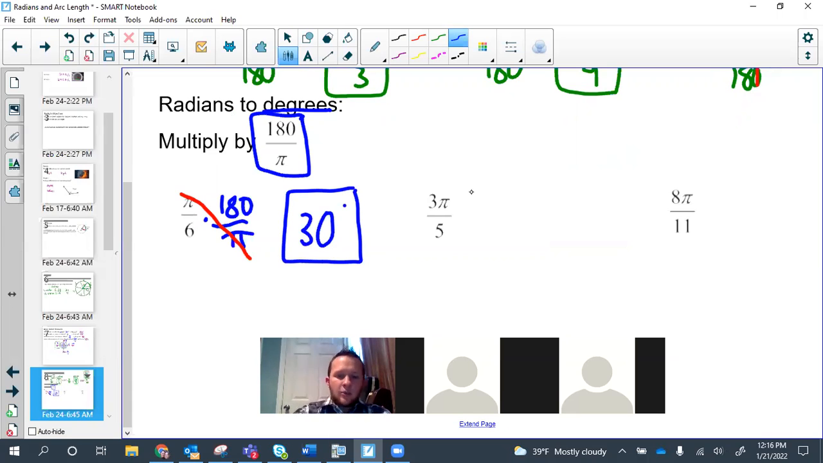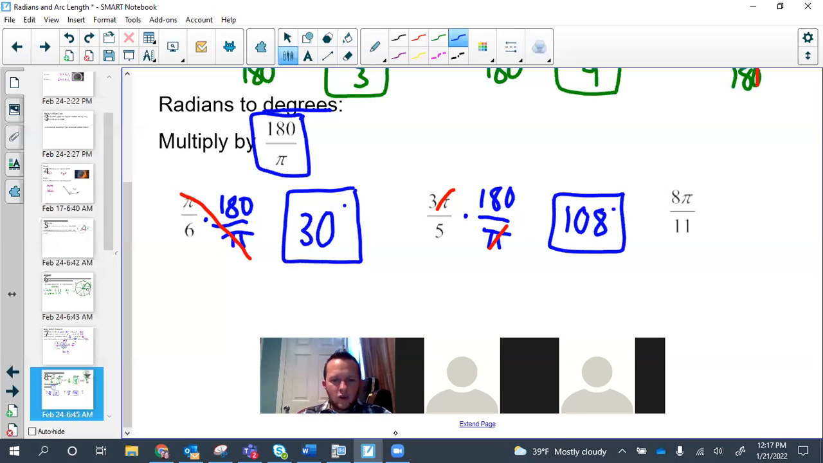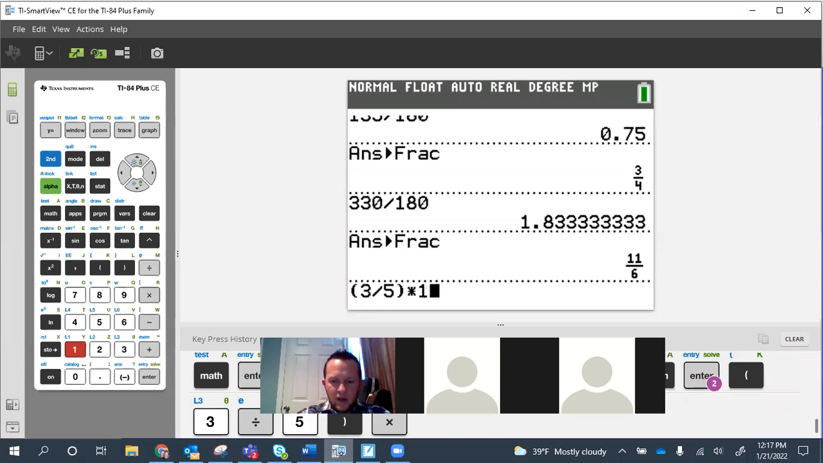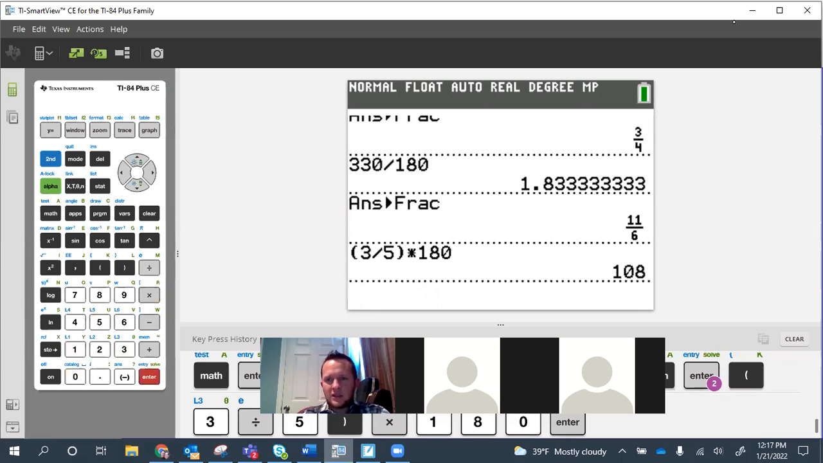All right, let's try that again. I'm going to go 3 pi over 5. I'm going to times that by 180 over pi. The pi's are going to simplify. But now I need to reduce this. If I say how many times does 5 go into 180? 30 times would give us 150, and we'd still have 30 left over. So I think that's 36. Then if I do 36 times 3, I believe that's 108. But I'm going to check myself there because sometimes my mental math isn't right. So 3 divided by 5, and then we're going to times that by 180. 108. Sweet.